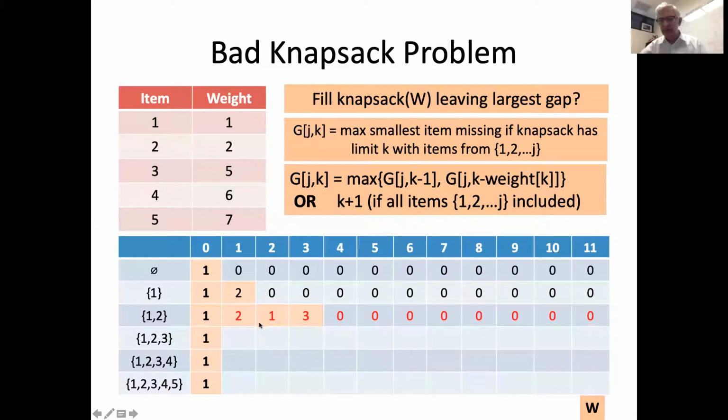Sorry, can you say that again? If my weight limit is 2, I have 2 choices. Obviously, I cannot take both because the weight would go beyond 2. I can either take 1 or 2. If I take 1, I won't be able to add 2 to it. So therefore, the smallest numbered missing item is number 2. On the other hand, if I take 2, the smallest numbered missing item would be 1. And of these, I will take the better, which is to fill it only up to 1 and have 2 missing.